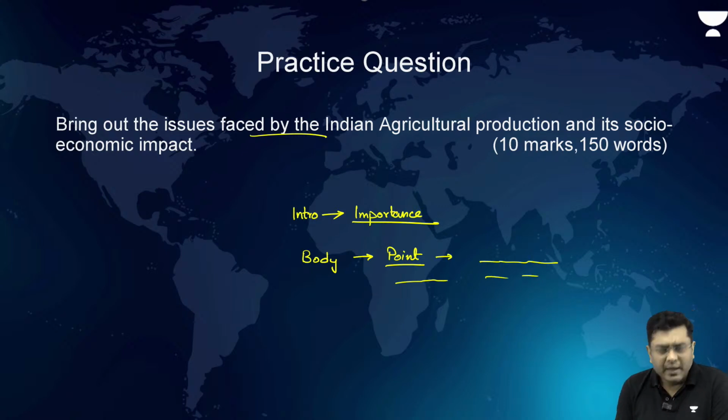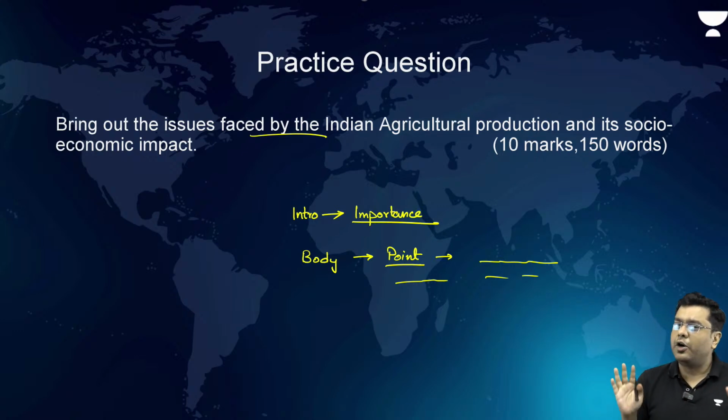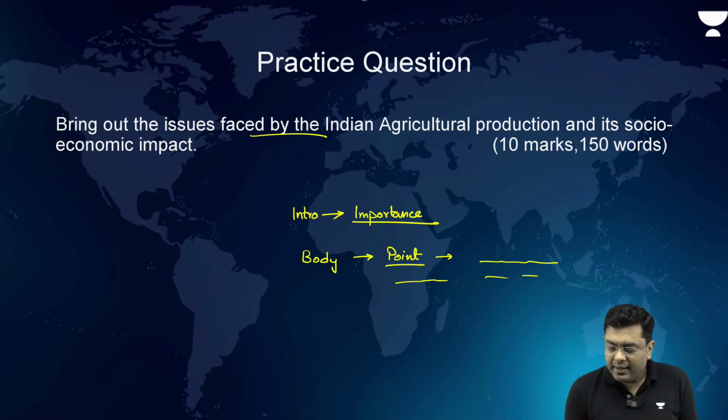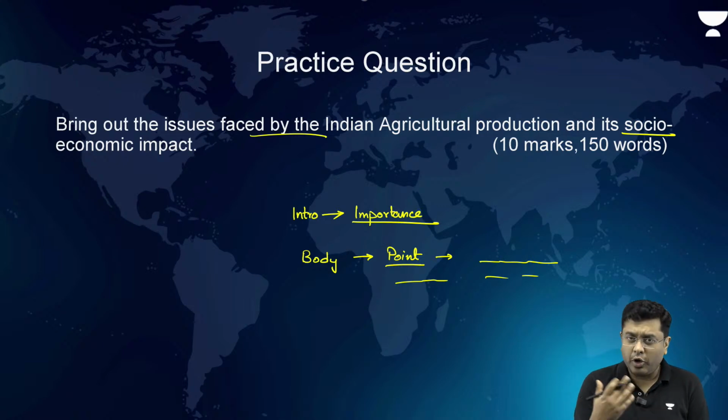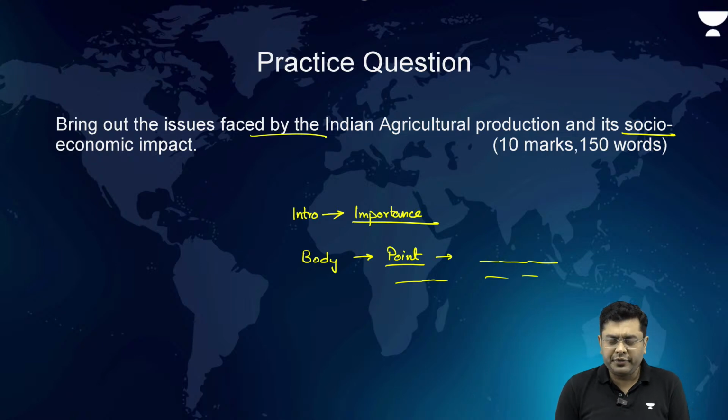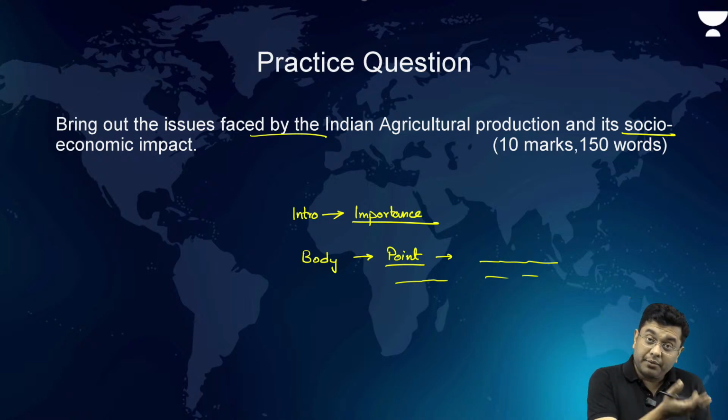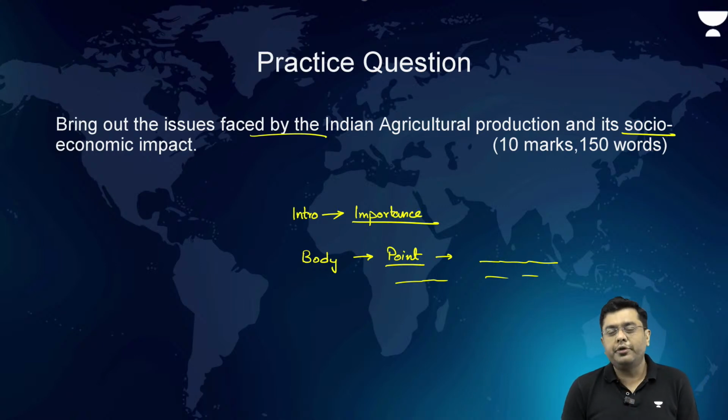Right? For example, lack of crop diversification. What do you mean by that? Like that, you list out the points. And then socio-economic impact of that. So what is the overall impact? The cost of production of the food is increasing. The farm income levels are reducing. The nutritional availability is reducing. The natural resources are on the decline. All those factors you can bring out.